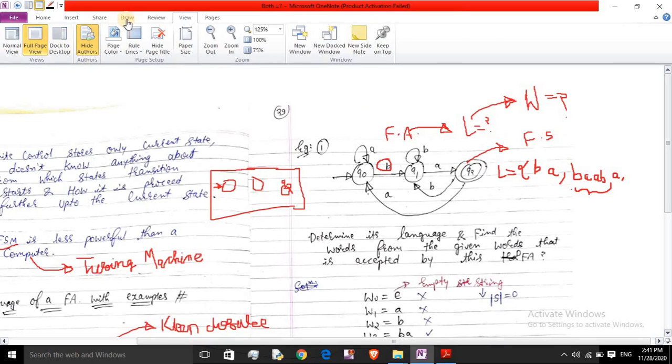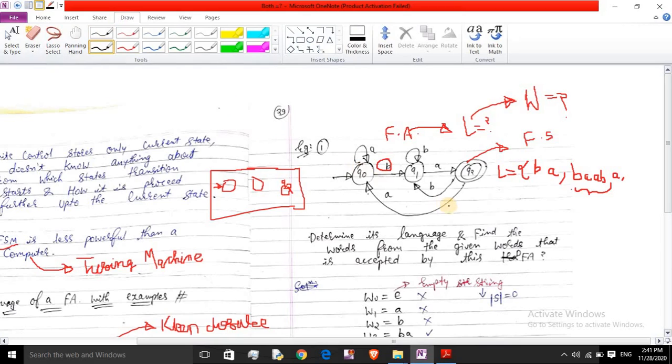Just let me change the pen color so you will not get confused. Now look at this. On reading this B symbol, we will reach the Q1 state. On reading this A symbol, we will move to our Q2 state. And on reading this A symbol again, we will then move to the Q0 state. Where will we move? It is actually Q2.